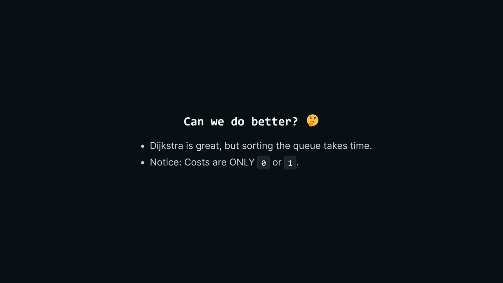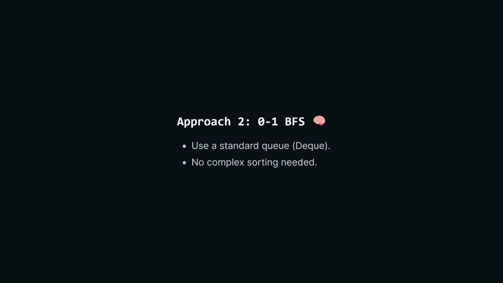But wait, our costs are only ever 0 or 1. We can actually take advantage of this to make it faster. This brings us to the second approach, called 0-1 breadth first search. Because the costs are so simple, we don't need a heavy priority queue. We can just use a flexible list where we can add things to the front or the back.